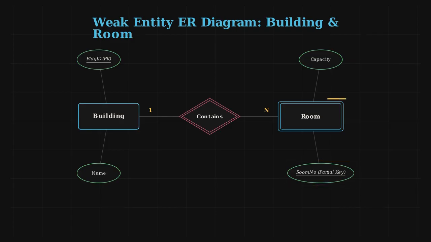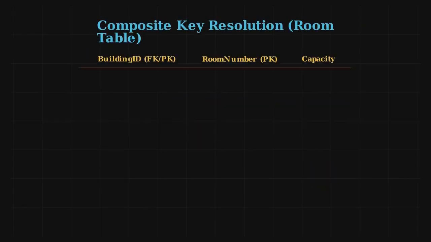Since a room cannot be uniquely identified by its number alone, it relies on the building ID to establish its full database identity. This dependency is the core characteristic of all weak entities. To uniquely identify a specific room, we must combine the parent building's ID with the room number. This forms a composite primary key.